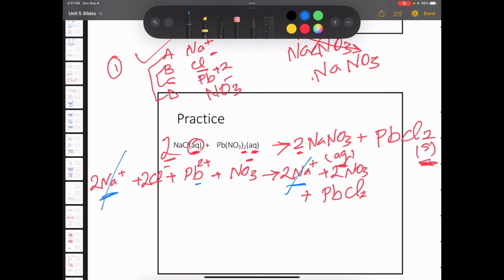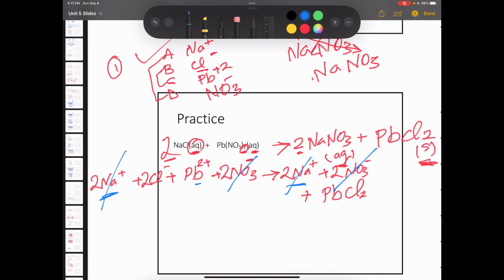The nitrate, however, yes, I can cancel this one because I have, oops, I forgot my 2 in here. So there should be a 2 in here, and that's from this 2. Okay? So 2 of the nitrate is going to cancel out with a 2 of the nitrate as well. And there should be a negative charge here as well. Okay?